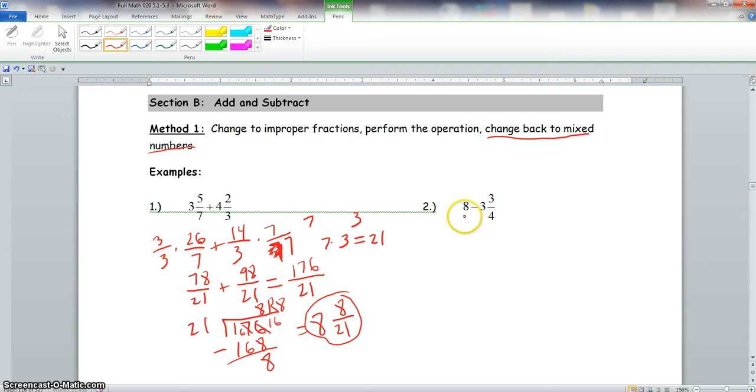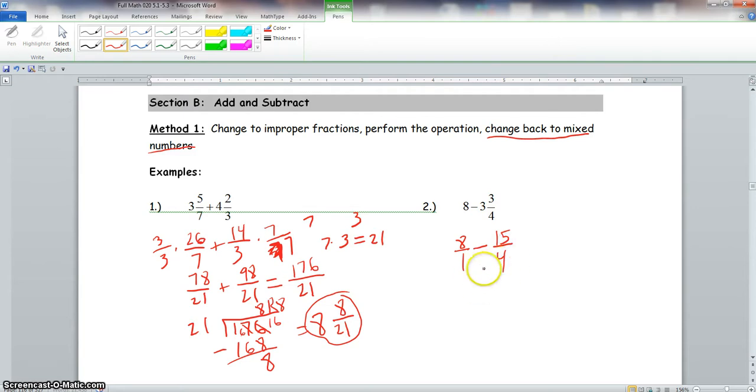Now we go to number 2. Now first of all, we're going to make this 8 over 1. Minus, this denominator stays 4. And this numerator, 3 times 4 is 12, plus 3 is 15.